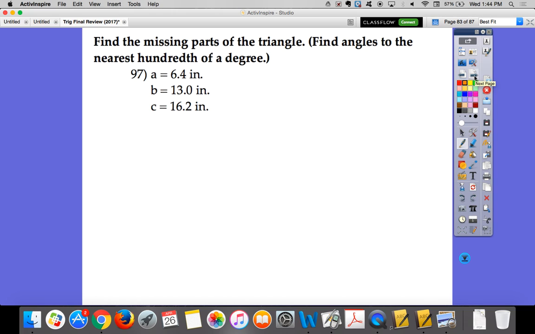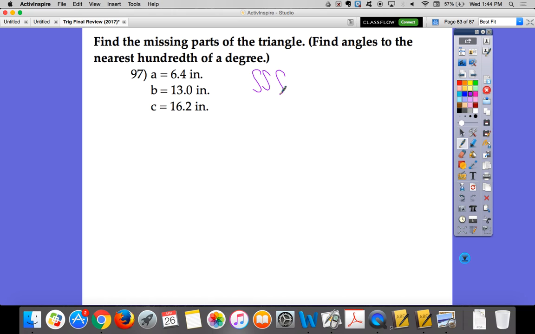Okay, find the missing parts. Oh, we're at it again. Find angles to the nearest hundredth of a degree. Okay, so I have three sides given. Your only course of action for side, side, side is the law of cosines to get you started.